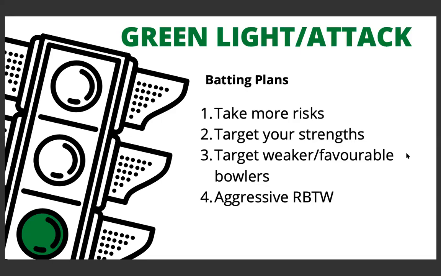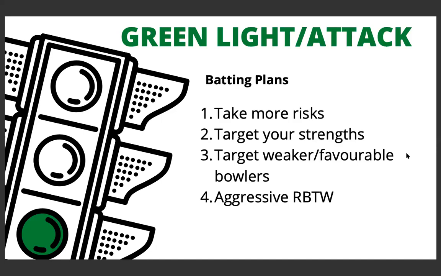Okay. The third part of this with your batting plans is you want to target your weaker or your more favorable bowlers. So you might find that you play against spin really, really well and you're not as good against fast bowling. So when you're in the green light, you might actually be more attacking against the spinners that come on, but just play within your means against the fast bowlers.